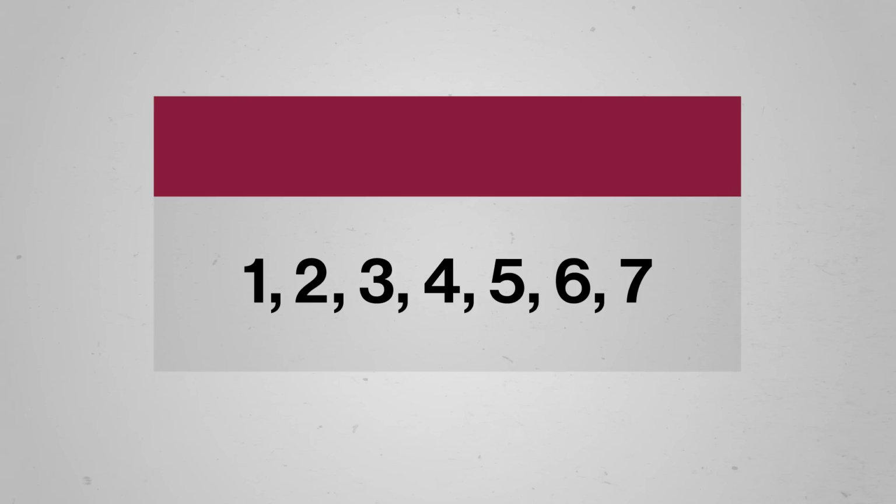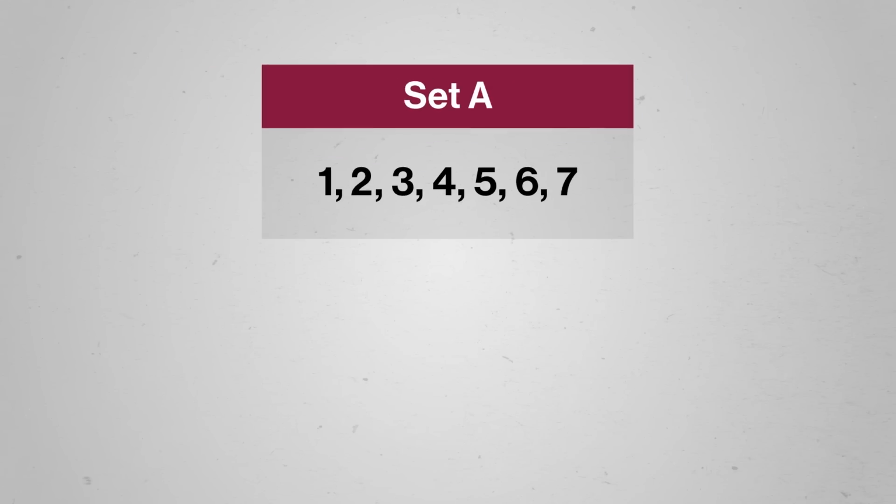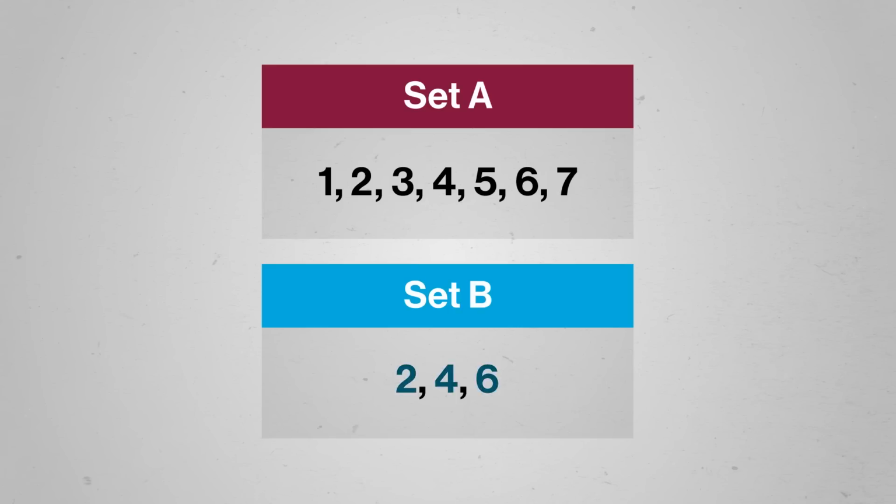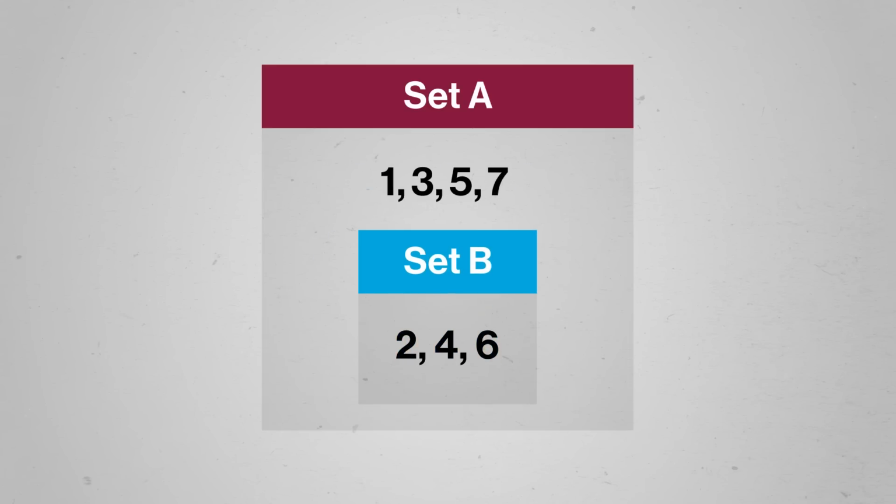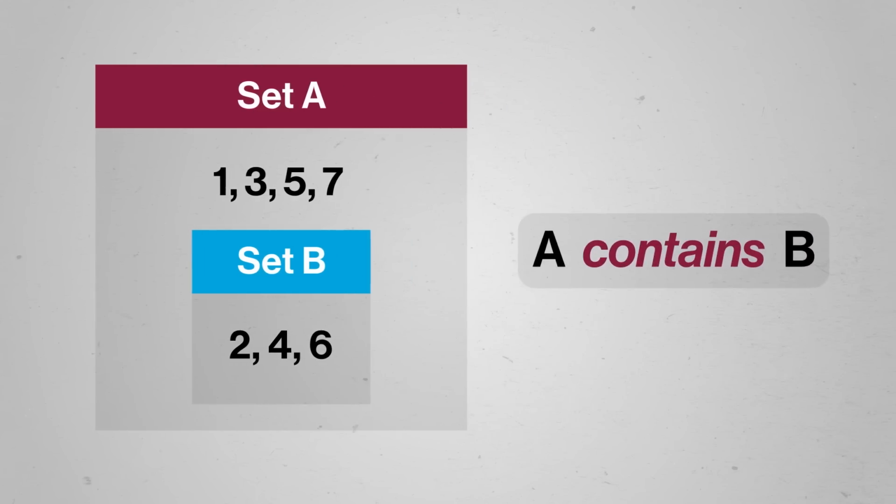Say we have the numbers 1, 2, 3, 4, 5, 6, and 7, and we declare that every time we see these numbers hanging out all together, we'll call them set A. Then, every time we see the numbers 2, 4, and 6 together, we decide to call them set B. Every element in set B is also in set A, so B is a subset of A. Or we could say that A contains B.